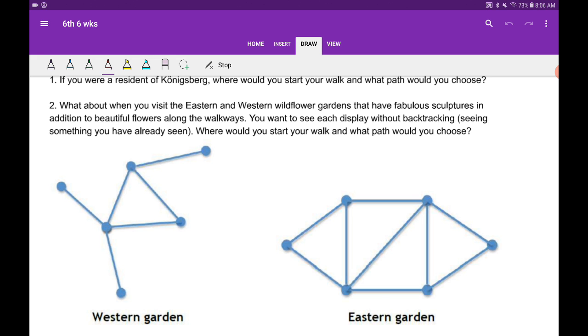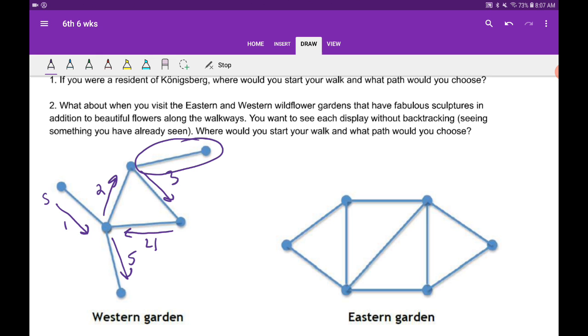So, looking at the Western Garden, given your efforts from before, it's not possible for the Western Garden. This is a possible thing you may have tried. You could have said, okay, let's start here. Put S for start. That's path one, and then let's say we go up. That's path two. Let's come down this way. That's path three. Let's go back. That's path four, and then we go downward, and that's path five.